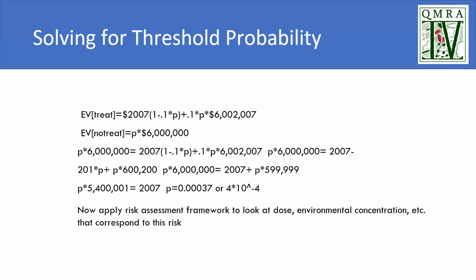So this gives us a value that is a risk of death that can now be used to evaluate a decision about whether we're going to install the point of use device or whatever the risk management strategy will be. We can apply our risk assessment framework to go back and look at dose and environmental concentration, etc., to determine what corresponds with this risk as well.